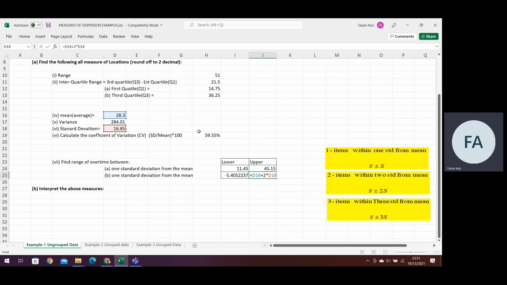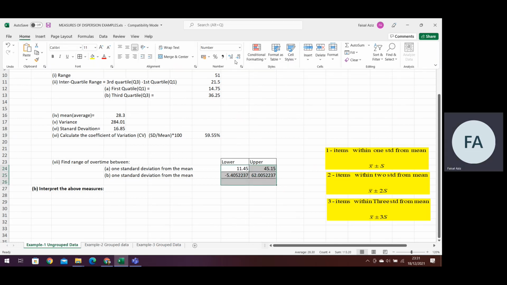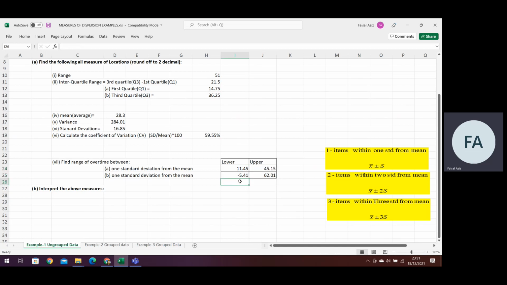I've already selected it, so this will give us 62. Okay, so now I can reduce the number of decimals here up to 2 decimal places, and then we need to calculate items within 3 standard deviation. So items within 2 standard deviation we have calculated, items within 1 standard deviation we have calculated, and items within 3 standard deviation we can calculate over here.